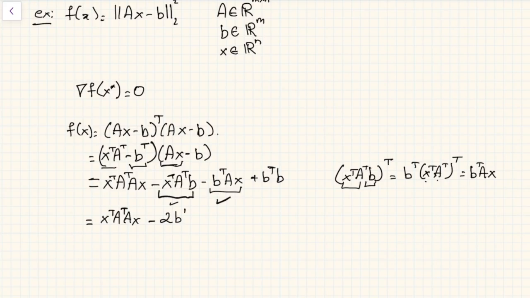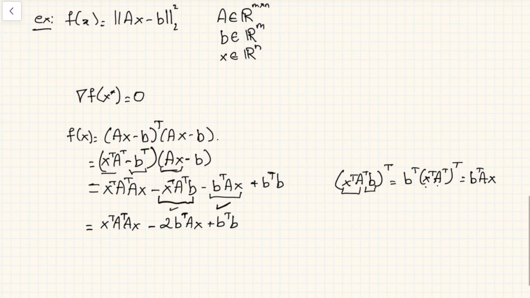So b transpose Ax plus b transpose b. Okay? So this is my f of x. This is the cost function where we started from. And I did all this just to get an expression for the gradient. So now the gradient is easily obtained by taking the gradient of each and every term.